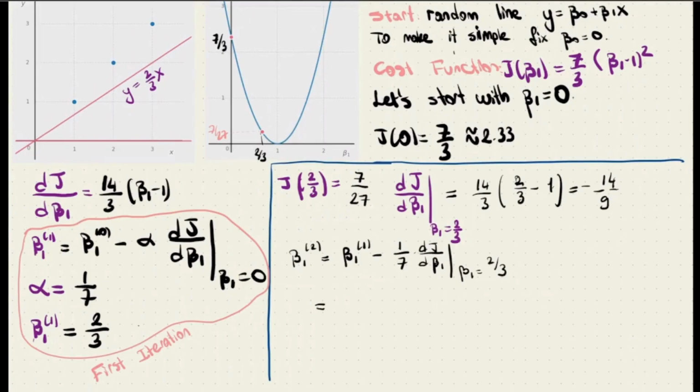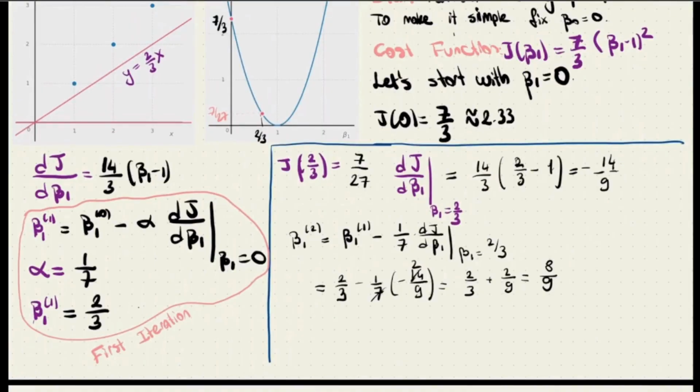Let's do the calculation. Beta 1 1 is 2 by 3, our learning rate is 1 over 7, and then the derivative at 2 by 3, we got minus 14 divided by 9. Here 7 is a common factor, so we get 2 by 3 plus 2 divided by 9, which is 8 divided by 9.